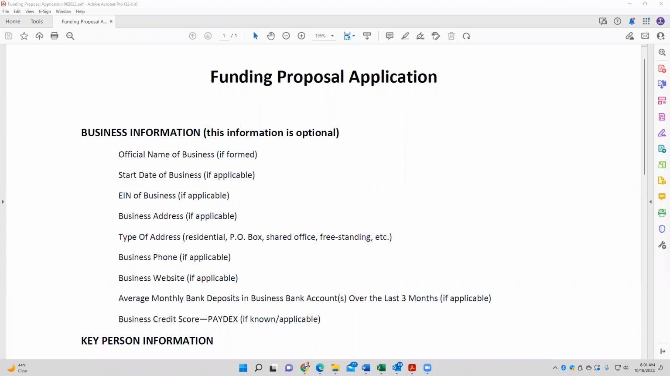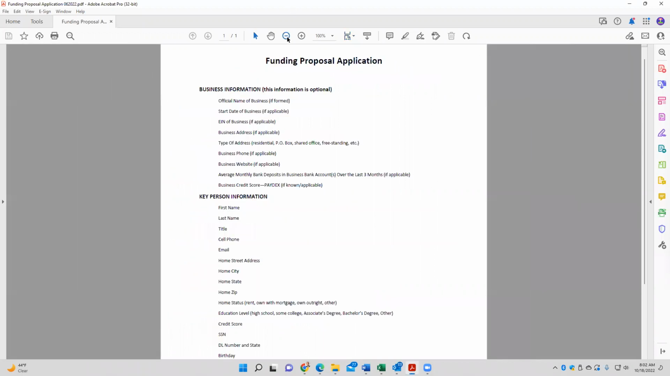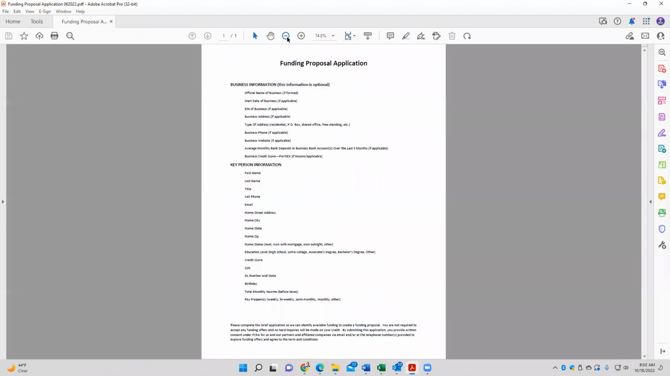Once you have the client under contract, then the second step that you need to do is to get them to complete the funding proposal application. I'll shrink it down so you see it's very simple. It's a one-pager. We're going to go through it momentarily, but it's a simple one-pager.